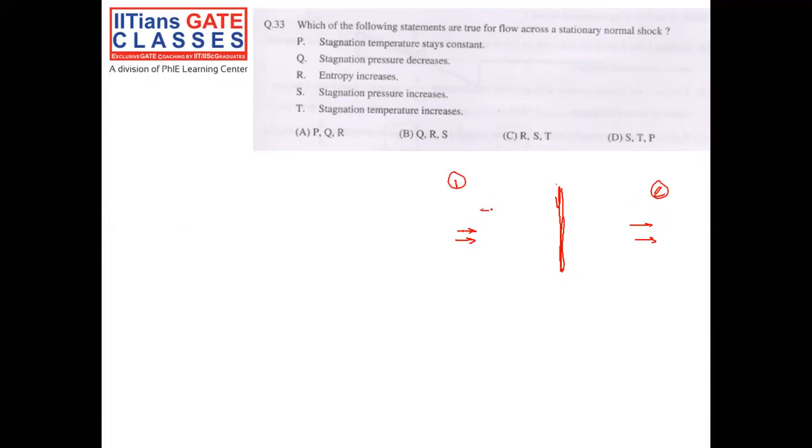So if we just take a control volume like this, and here M1 which is greater than 1, p1 and T1 denote the static pressure and static temperature respectively, and P naught 1 and T naught 1 are the total pressure and total temperature respectively.